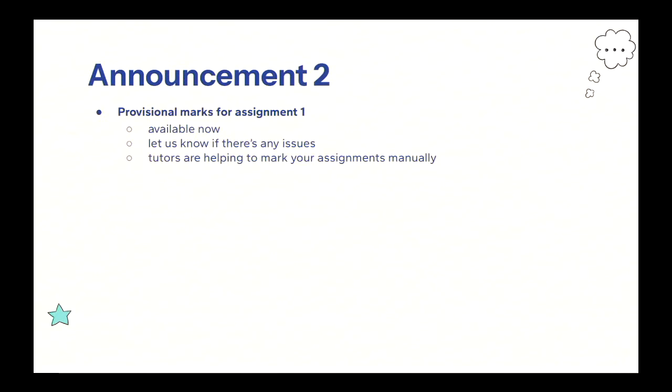The second one is about the provisional marks for assignment 1. It is available now, and please let us know if there are any issues, like you have made some syntax errors and your queries have failed to be loaded into the database, which will give you 0 marks for auto tests. But we do have a second round of manual checking for your assignment, so you can still get partial marks. Please let us know if there are any issues with your provisional mark now.